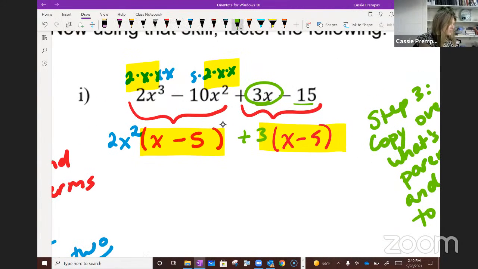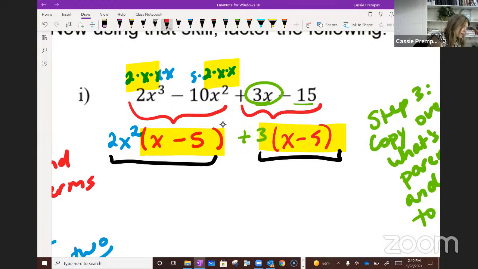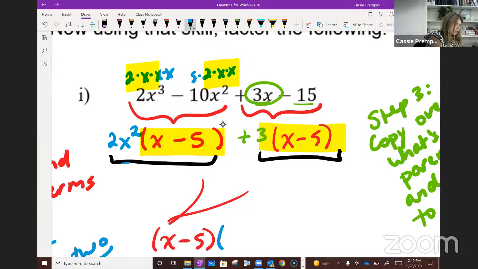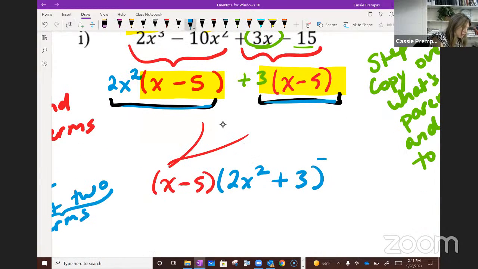So now looking at this, again, I have 2 terms. I now have this term and I have this term. What do they share? X minus 5. So we're going to take out x minus 5. And if I take out x minus 5 from the first term, what's left? 2x squared. Good. And from the second term, good, plus 3. So that's it.